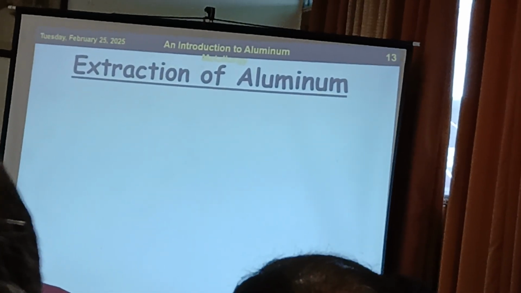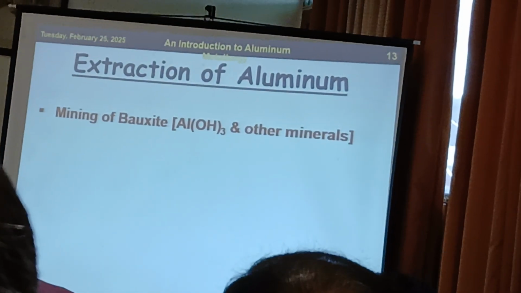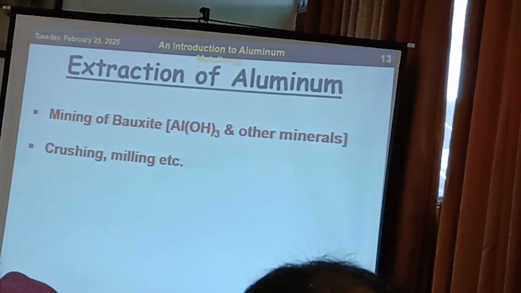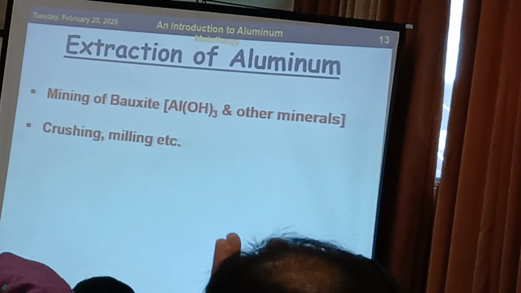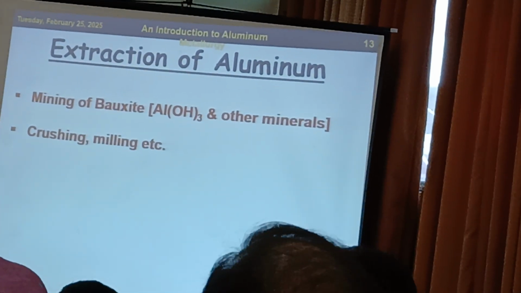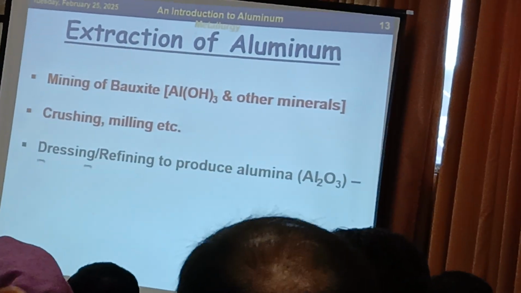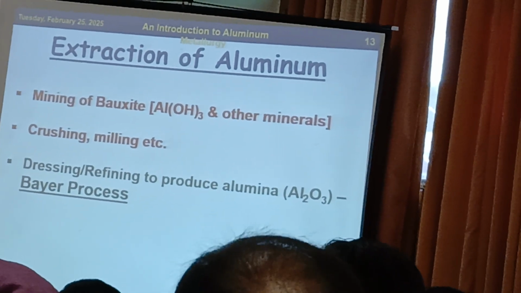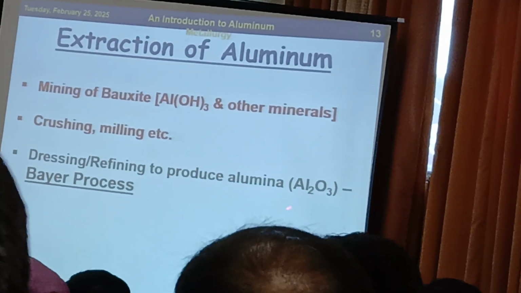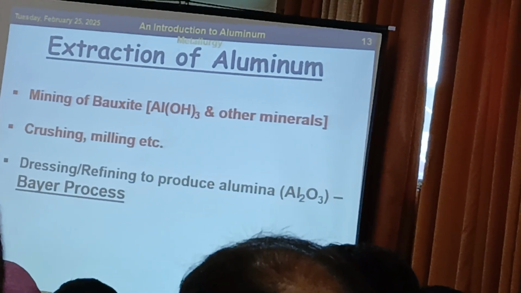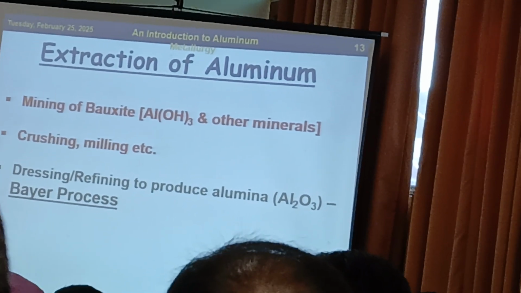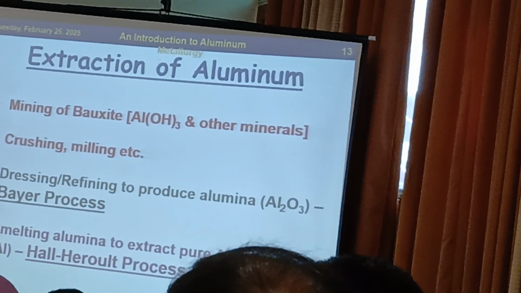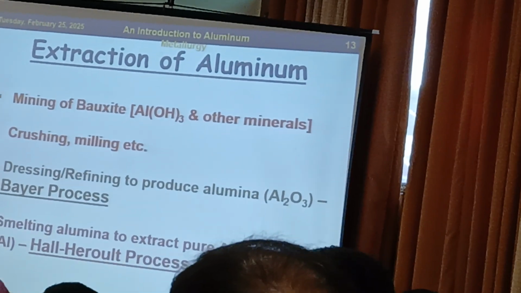Extraction of aluminum. There are 4 steps actually. The first is mining, and we are not doing any proper mining of the bauxite in Pakistan. Then crushing and milling. The third step is the dressing of the mineral for refining to produce aluminum oxide, and that process is known as the Bayer process. After that, we go for the smelting of the alumina, and we produce aluminum, and the process is known as the Hall-Héroult process.